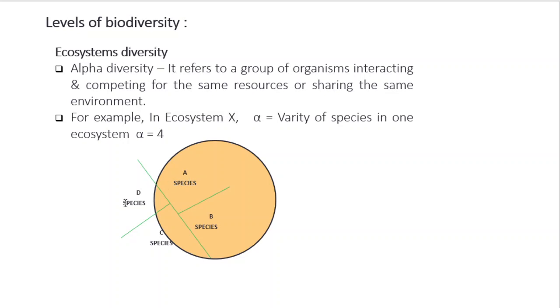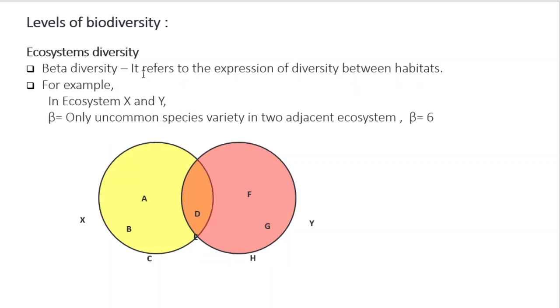diversity. Now let's see beta diversity. It is the diversity of species among various ecosystems, and involves comparing the number of taxa that are unique to each of the ecosystems. It refers to the expression of diversity between habitats. For example, in ecosystems X and Y, beta is the uncommon species variety in two adjacent ecosystems.